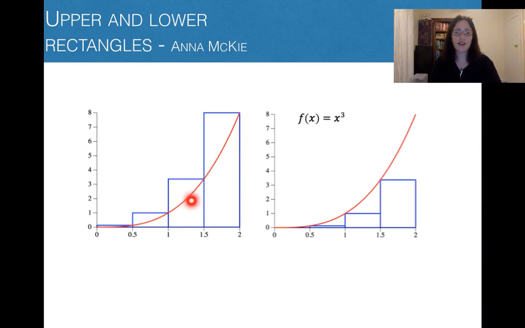Looking at the next rectangle, the smaller one, the base is a half and the height, well, we can't estimate that one, we have to be accurate. So the height is when x is equal to 1.5. So we substitute that into the formula and find the answer of 1.5 cubed, and that will be the equivalent y value, and that's the height of our rectangle. So these are over approximations, upper rectangles, and over here we call these the lower rectangles.